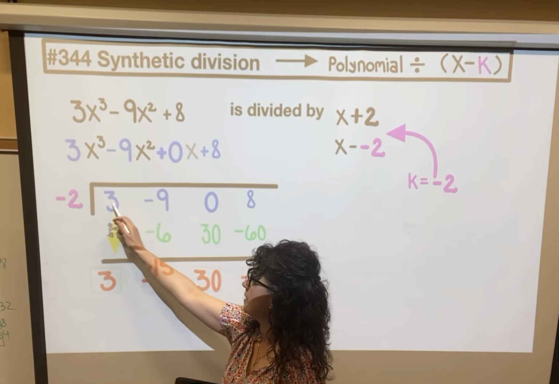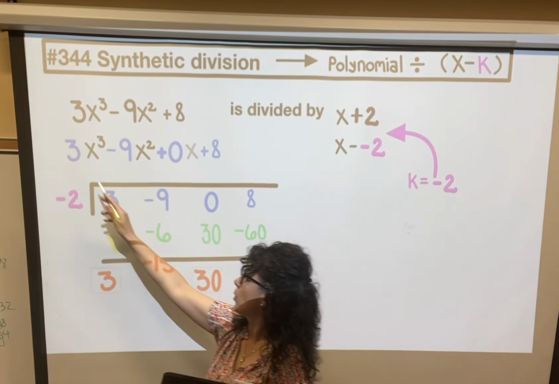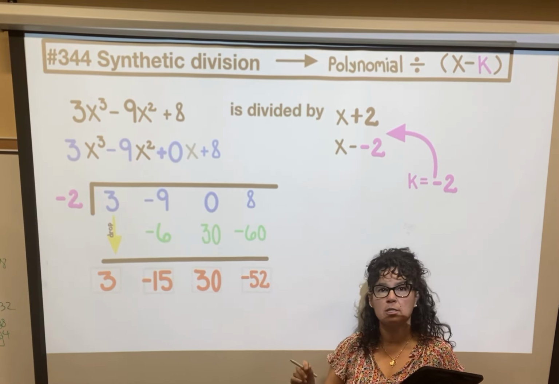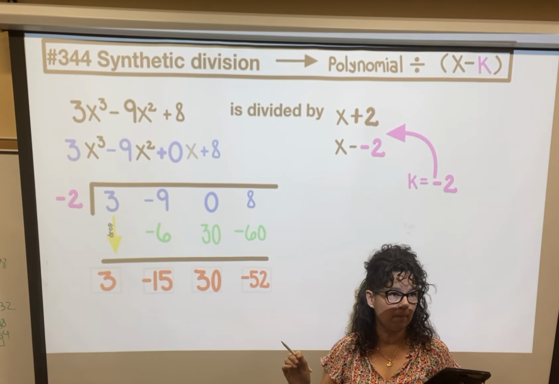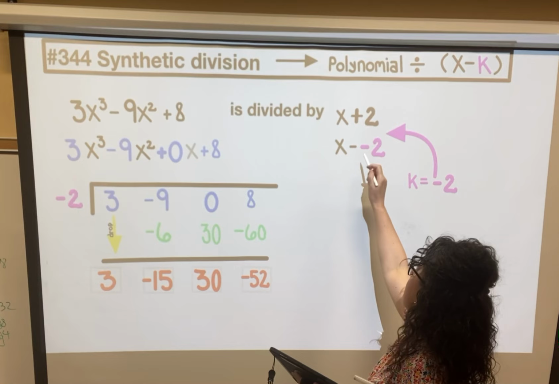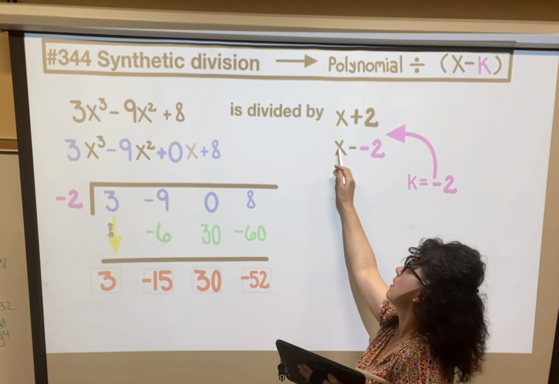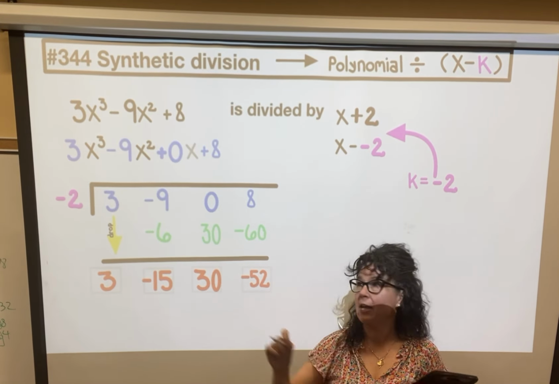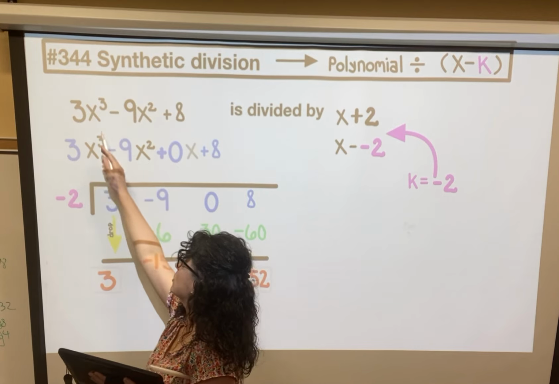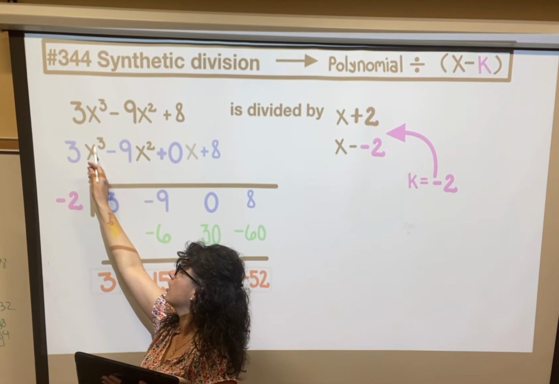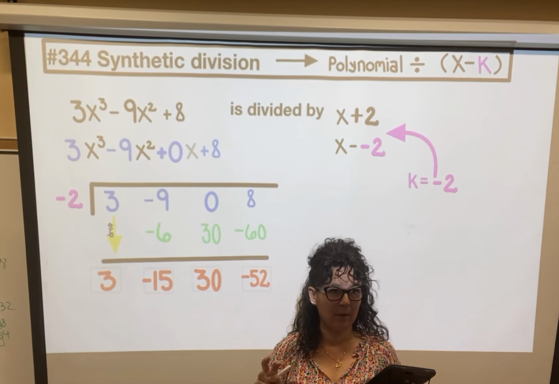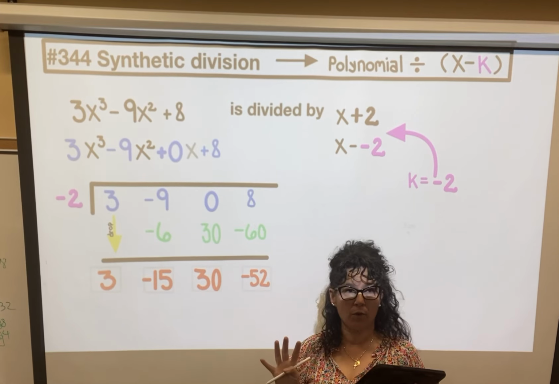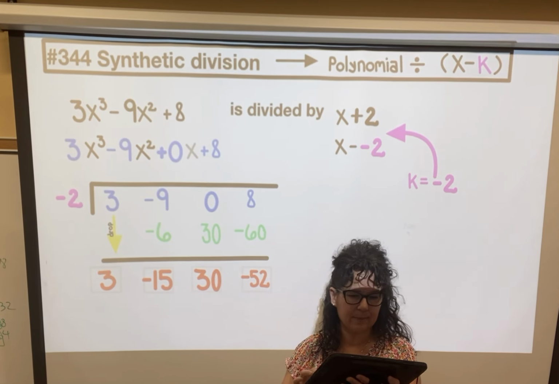Just like these numbers here were the coefficients, these numbers are the coefficients and the remainder on the final answer. And because you are always dividing by x to the first minus k, your final answer will be 1 degree less than your original polynomial here. So since this one was to the third power, our answer is going to be to the second power. If this was to the fifth power, then our answer would be to the fourth power. It'll always be 1 degree less.